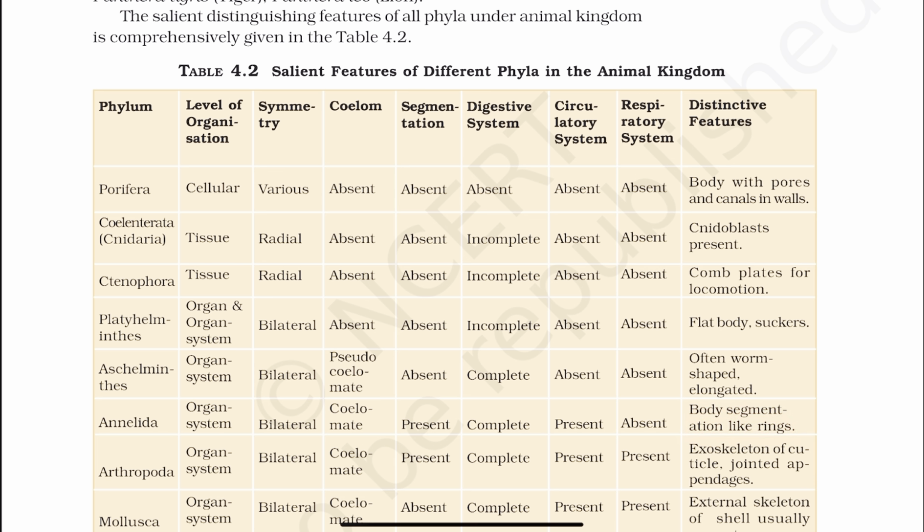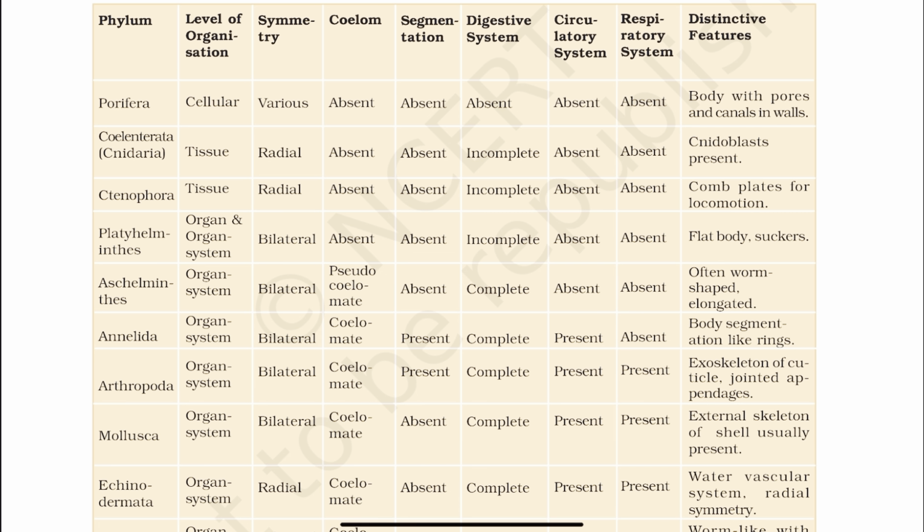Phylum Arthropoda: level of organization organ system, symmetry bilateral, coelom coelomate, segmentation present, digestive system complete, circulatory system present, respiratory system present, distinctive features exoskeleton of cuticle, jointed appendages. Phylum Mollusca: level of organization organ system, symmetry bilateral, coelom coelomate, segmentation absent, digestive system complete, circulatory system present, respiratory system present, distinctive features external skeleton of shell usually present. Phylum Echinodermata: level of organization organ system, symmetry radial, coelom coelomate, segmentation absent, digestive system complete, circulatory system present, respiratory system present, distinctive features water vascular system, radial symmetry.